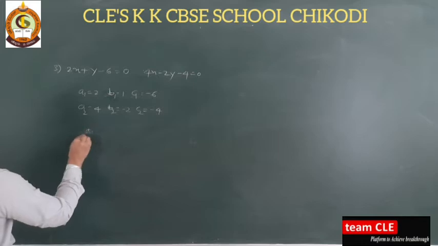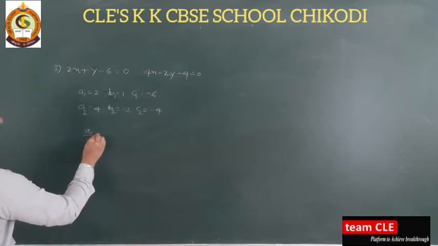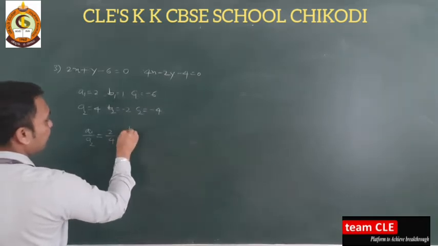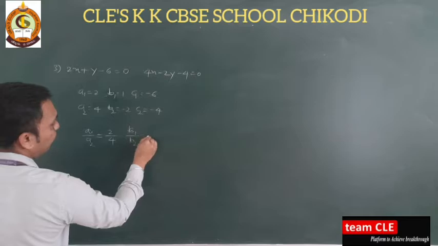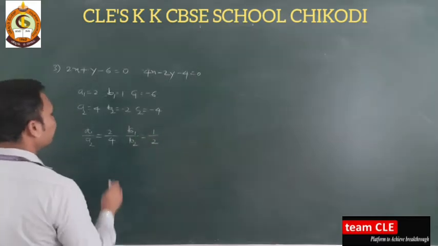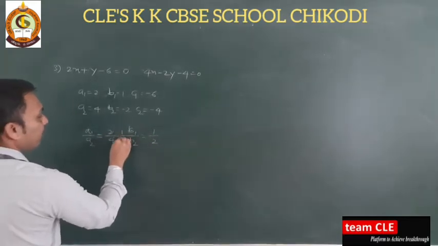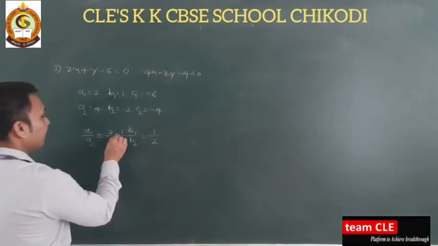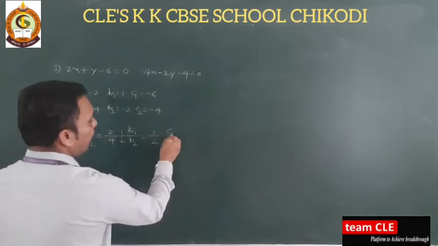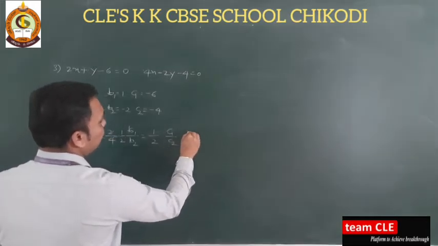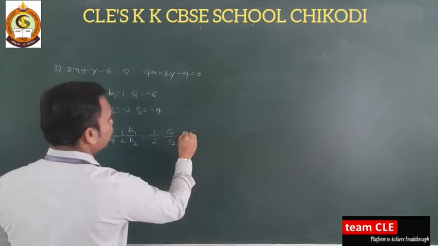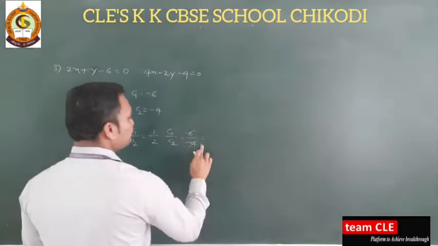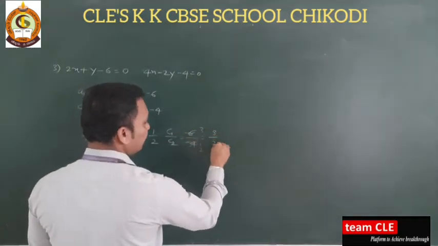Next we can compare the ratios. a1 by a2 is equal to 2 by 4. Next, b1 by b2 we have 1 by 2. This 2 by 4 we can write as 1 by 2 itself. So this is 1 by 2 and this is also 1 by 2. Next, c1 by c2 we have 6 by minus 4. So this we can write, 2 twos and 2 threes, so we will write this as 3 by 2.